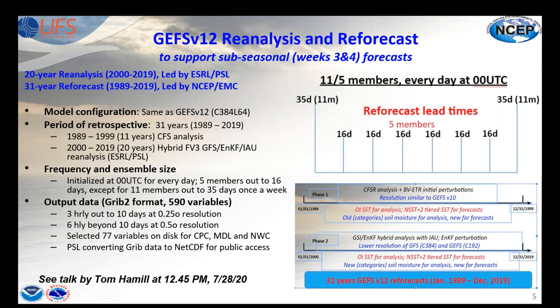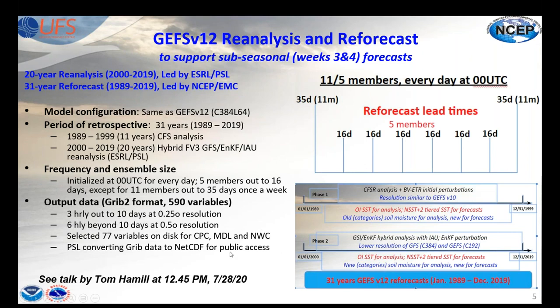The reanalysis itself is cycled for the entire 20 years. And we used different phases here. The first phase will be CFSR with the initial perturbations from breeding vectors, the resolution similar to the GEFS V10. And then the phase two is using the GEFS reanalysis produced by PSL.